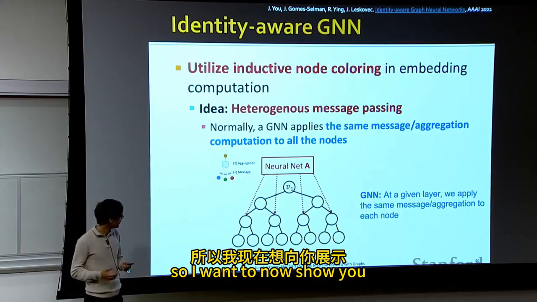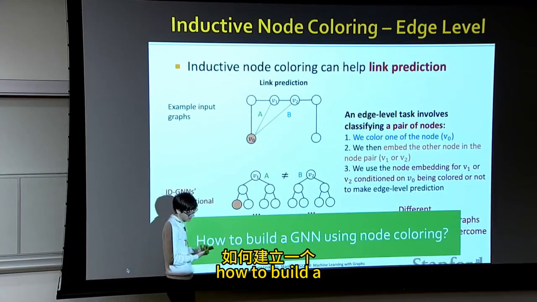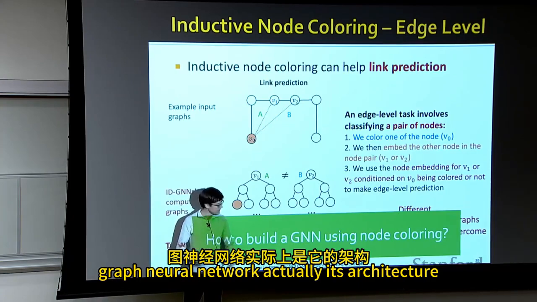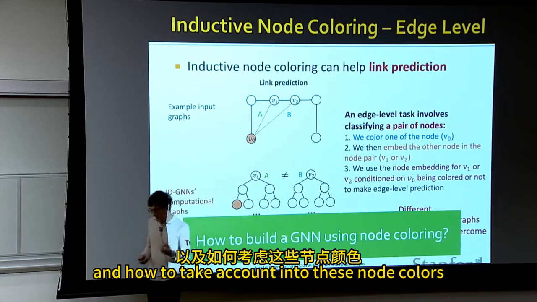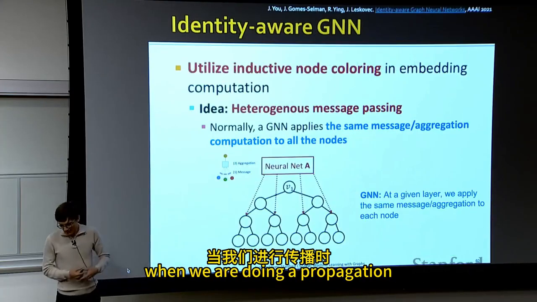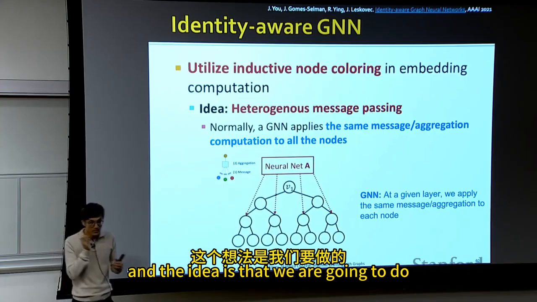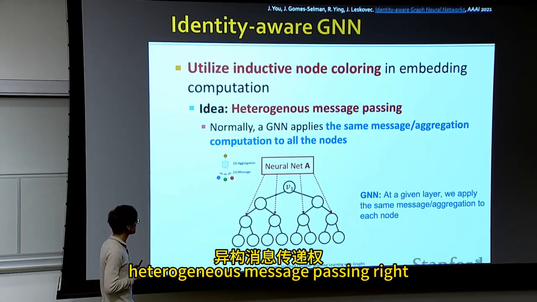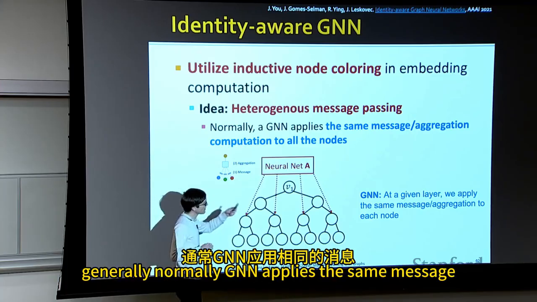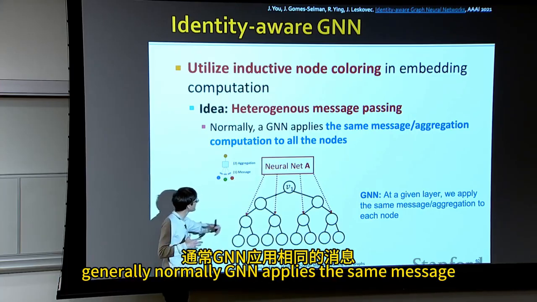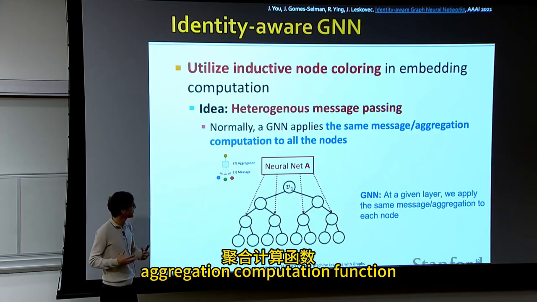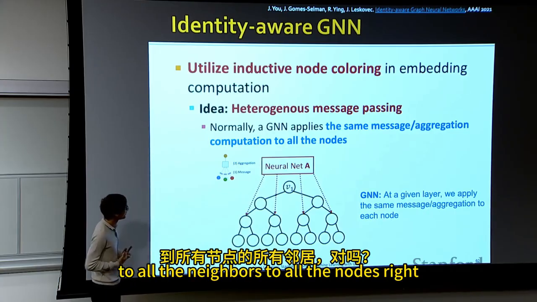So I want to now show you how to build a graph neural network, actually its architecture, and how to take these node colors into account when we are doing propagation. And the idea is that we are going to do heterogeneous message passing, right? Normally a GNN applies the same message aggregation computation function to all the neighbors, to all the nodes, right?